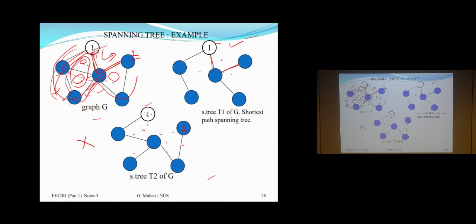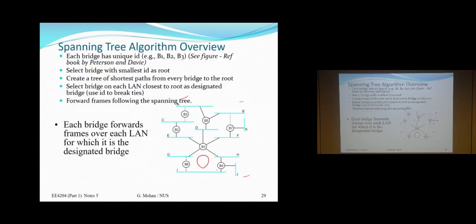Similarly, you take any 2 nodes here, here. You can see if the shortest path traverses 2 edges, here also traverses 2 edges. Okay. So we call this the shortest path spanning tree. And so what we are going to do is remove the loops from the extended LAN. We are going to create the shortest path spanning tree by using a protocol which we call the distributed spanning tree protocol.